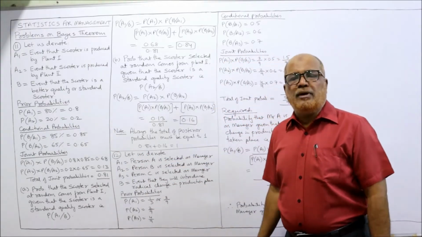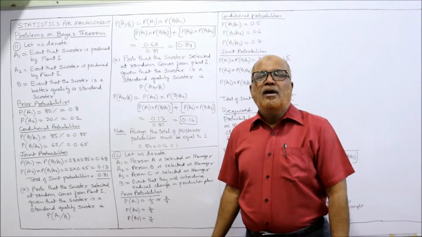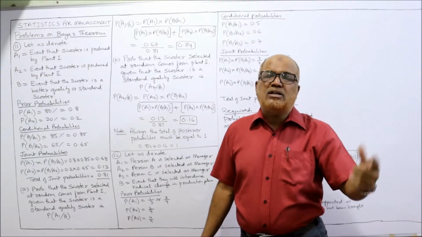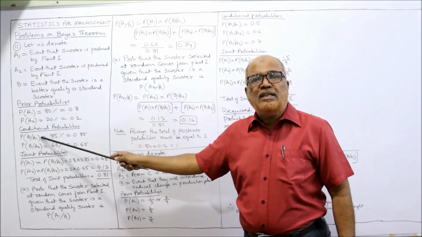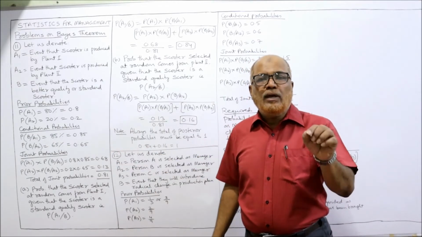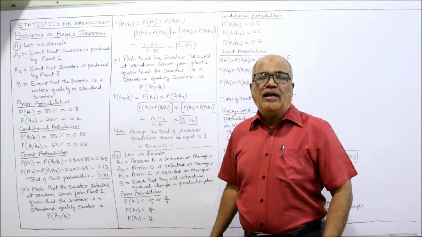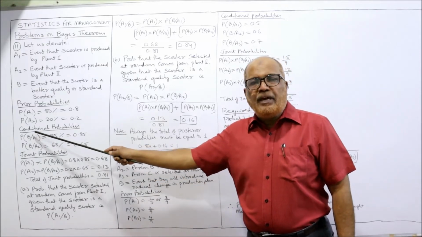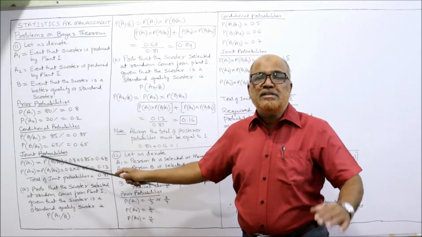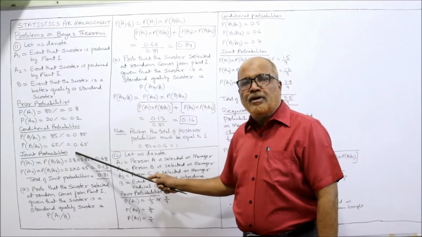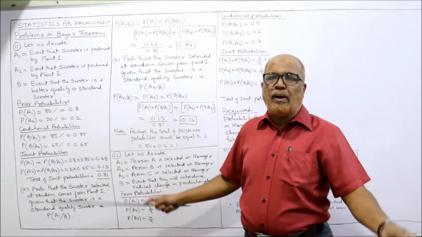Now conditional probability. That means what is the probability that the scooter is better quality from plant 1 and what is the probability of better quality from plant 2? That means P of B, where B stands for better quality, given that it is coming from plant 1. So in plant 1, out of every 100 scooters produced, 85 are better quality. So P of B given A1 is 85% and P of B given A2, that means second plant, is 65%. So 0.85 better quality from plant 1, 0.65 better quality from plant 2.